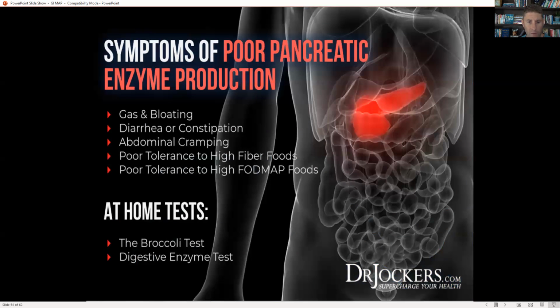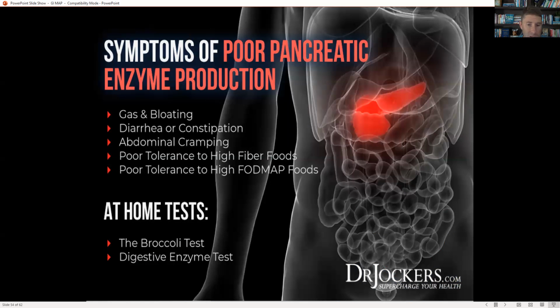So the best at-home test is the broccoli test. You eat some steamed broccoli, and that's it, steamed broccoli and salt. And you see how you feel over the next few hours, right? Normally you should feel fine, but if you're noticing a lot of gas, bloating, cramping, it's a sign you're not producing enough pancreatic enzymes. Now, you may also have bacterial overgrowth and dysbiosis, but it's hard to say which of those came first. Most likely the dysbiosis came before the breakdown in digestive enzymes, but you may have that.